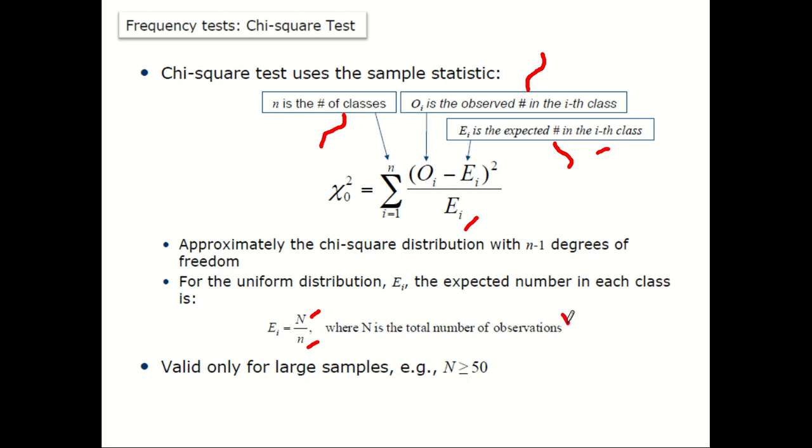This particular test is used for sequences of random numbers where the size is greater than or equal to 50. At least the sample size should be greater than or equal to 50 here. So let us see how the chi-square test is done.